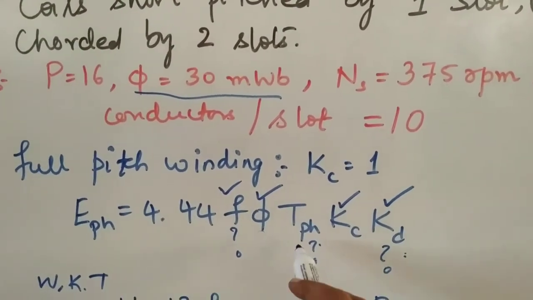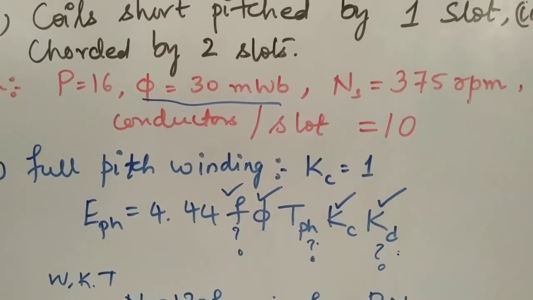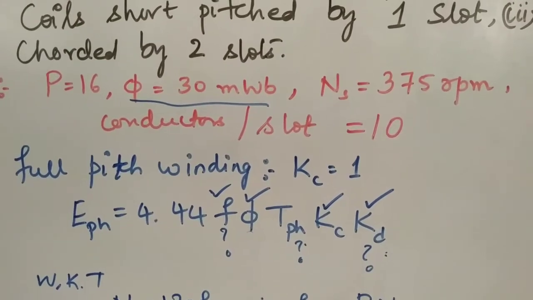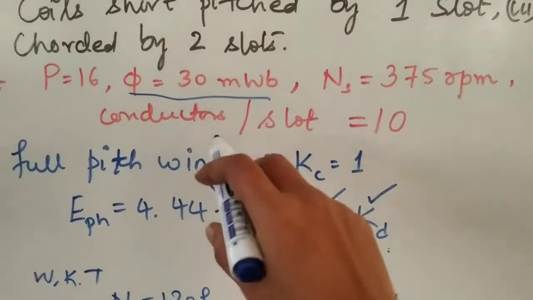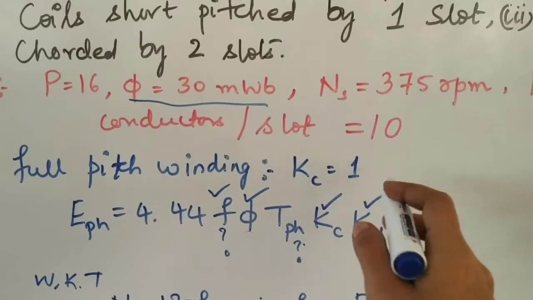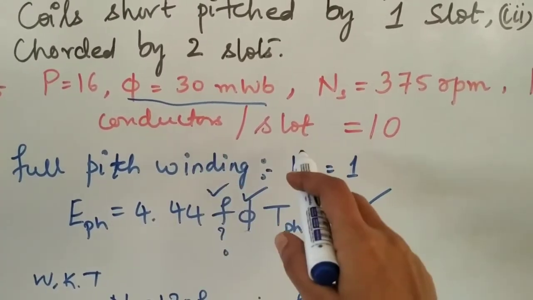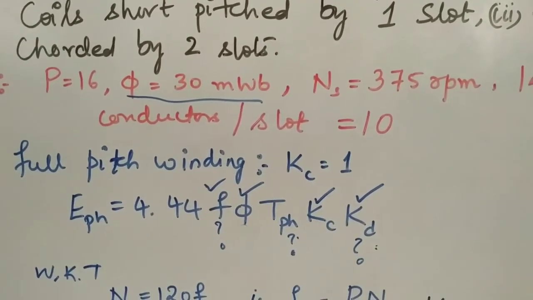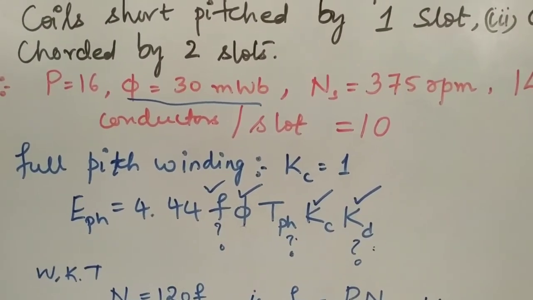Now we need to find out the turns per phase. To get the turns per phase, as all of you know, Z is equal to 2 times T phase. So first we have to find out how many conductors there are. As per the given data, they have given the conductors per slot. But you can find out how many conductors there are when you multiply this by the slots. When the conductors per slot is multiplied by the slots, it will give you the conductors. When you want the number of conductors per phase, then we have to divide it by 3.